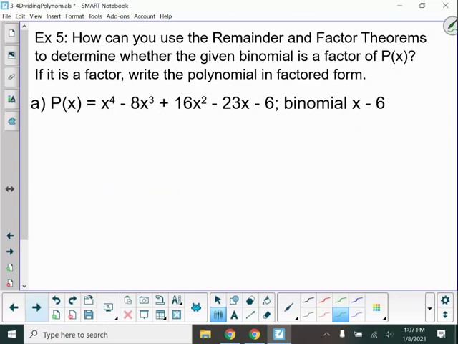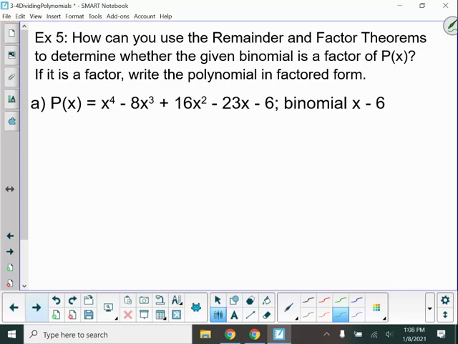Now we're looking at the factor theorem, and the remainder theorem, I guess, as well. So it says, how can you use the remainder theorem and factor theorems to determine whether the given binomial is a factor of p of x? If it is a factor, write the polynomial in factored form.